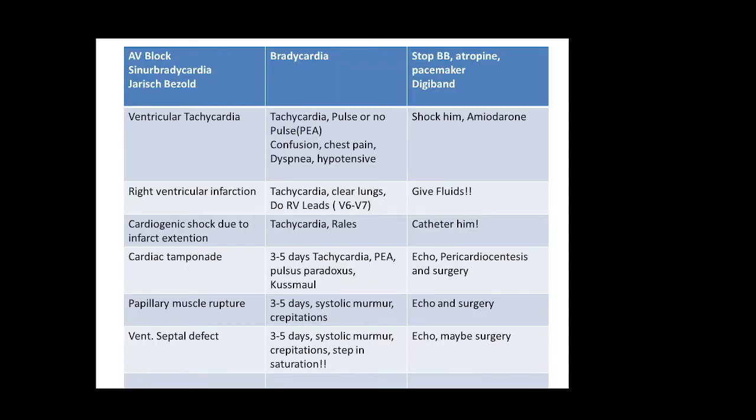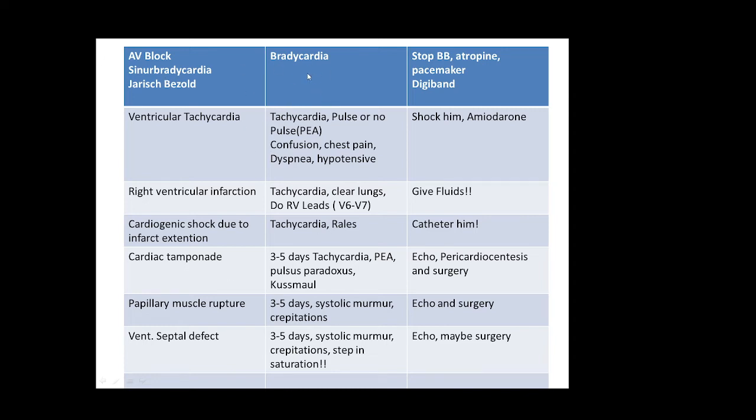So these are our differential diagnoses for hypotension post myocardial infarction. Like we said, it's either due to AV block, sinus bradycardia, or Bezold-Jarisch. These three conditions here, which are dark blue, result in bradycardia. All the other conditions result in tachycardia.